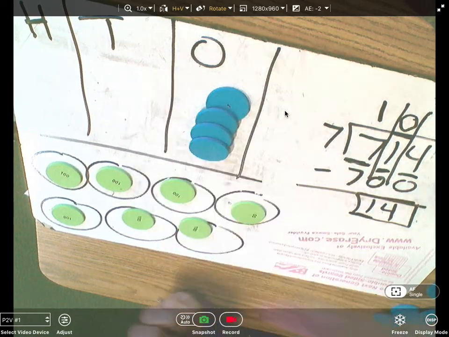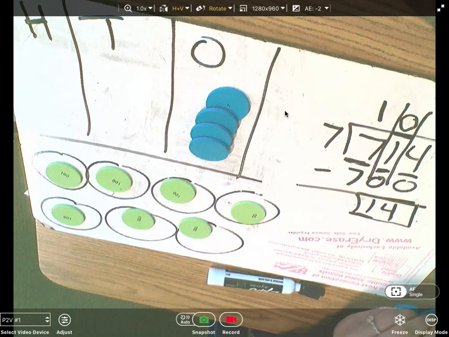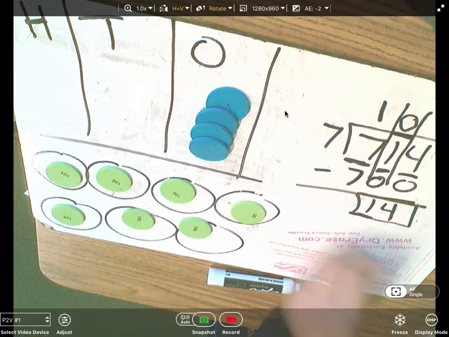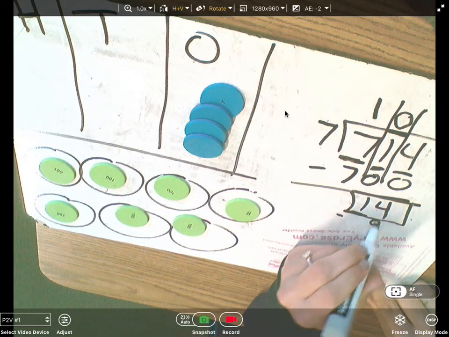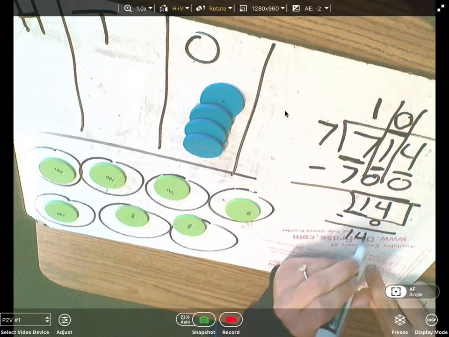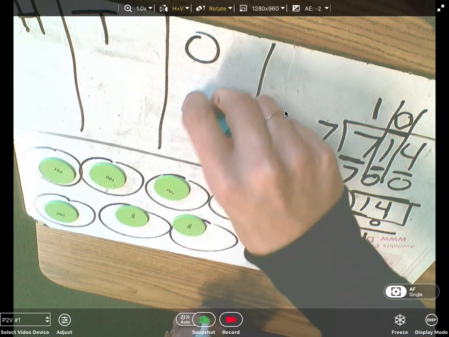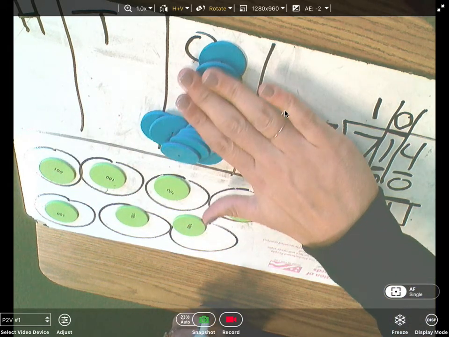And now I just have to regroup these. I have to get 10 ones for my ten. So let's count them out. 1, 2, 3, 4, 5, 6, 7, 8, 9, 10. Okay, so I'm going to trade this out. So that means that at this point, I've given away 0 tens. I couldn't give away any tens, so I still have 14 left. But now look, my ten is 10 ones plus my 4.